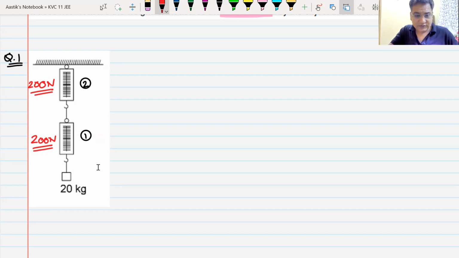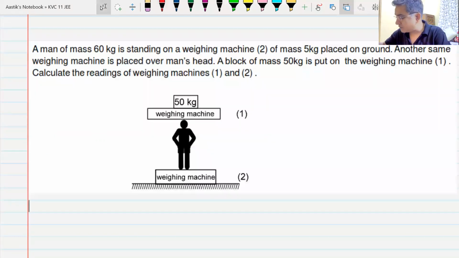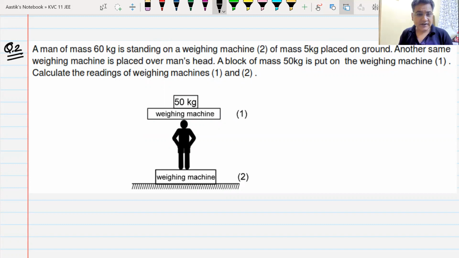Okay, then I move on to the next question. Question number 2. A man of mass 60 kg is standing on a weighing machine number 2 of mass 5 kg placed on ground. Another same weighing machine is placed over the man's head. A block of 50 kg is put on weighing machine number 1. Calculate the readings of weighing machine number 1 and weighing machine number 2. I'll give you 2 minutes to do this.